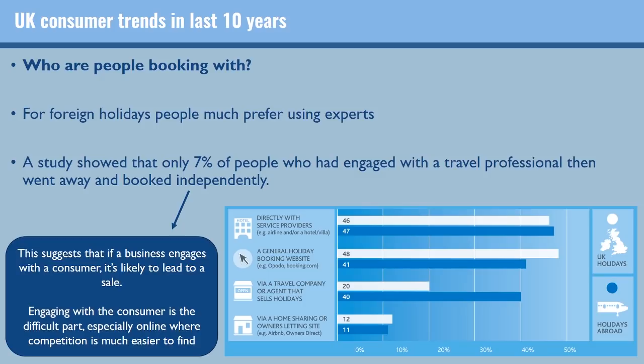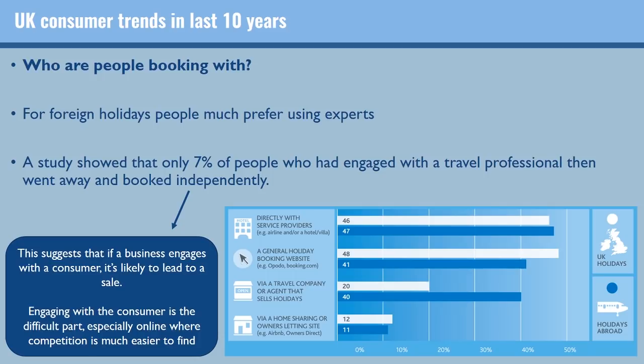It's that engaging with the consumer part that's the difficult bit, especially online, because there's a lot more competition, so consumers have a lot more choice. If someone goes into a branch, according to this study, they tend to book with that branch. So it seems people value the expert advice, especially on foreign holidays where there's a bit more risk, a bit more uncertainty, and a lack of knowledge of the market for the consumer.